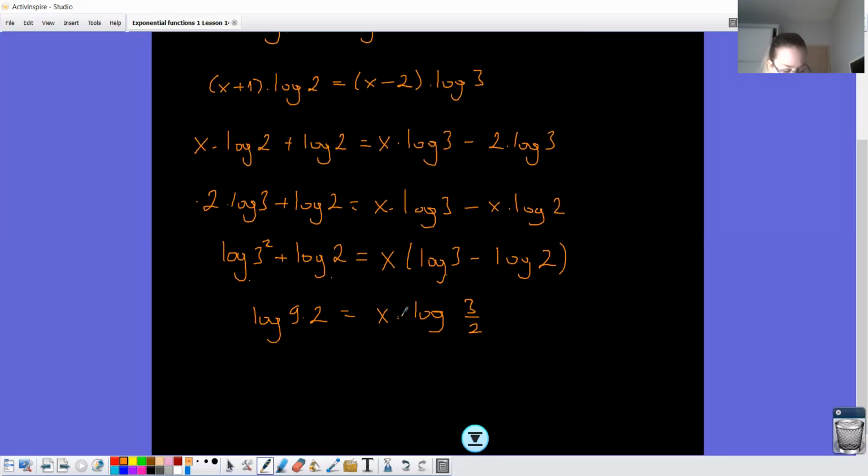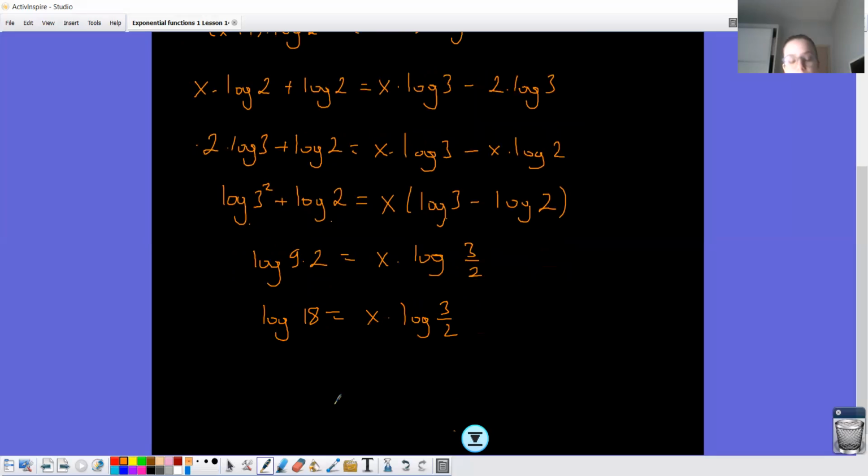Now, because we are looking for x, let me write one more step: logarithm of 18 is equal to x times logarithm of 3 over 2. Am I looking for the x? So I need to divide by logarithm of 3 over 2. Here we will have logarithm of argument 18, base 3 over 2, so it will become logarithm of 18 over logarithm of 3 over 2.